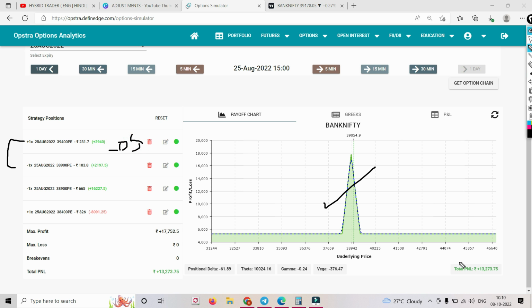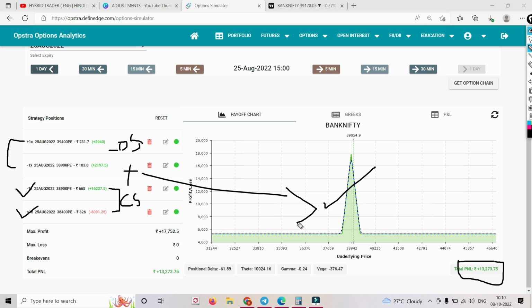The moment you had 8,000 of profit on 22nd of August, to convert it back to a butterfly, you deployed a credit spread. What is this? You sold 38,900 and you bought 38,000 for. This is your credit spread. All right, so debit spread plus credit spread equals your butterfly. That's it, I've discussed this many times.